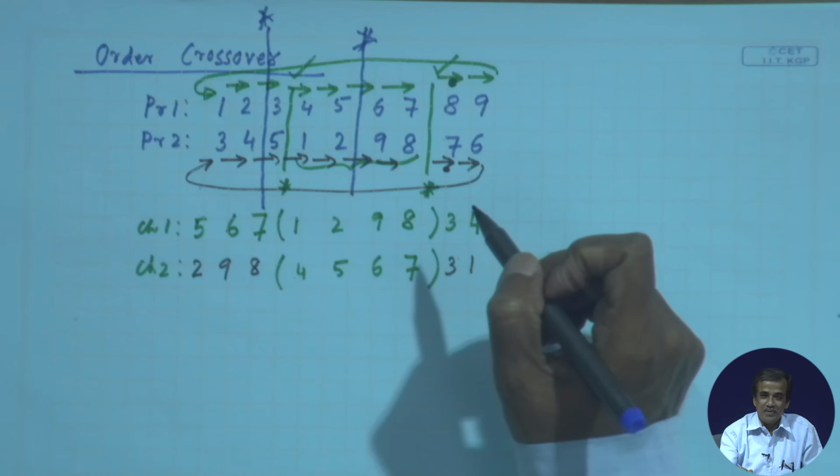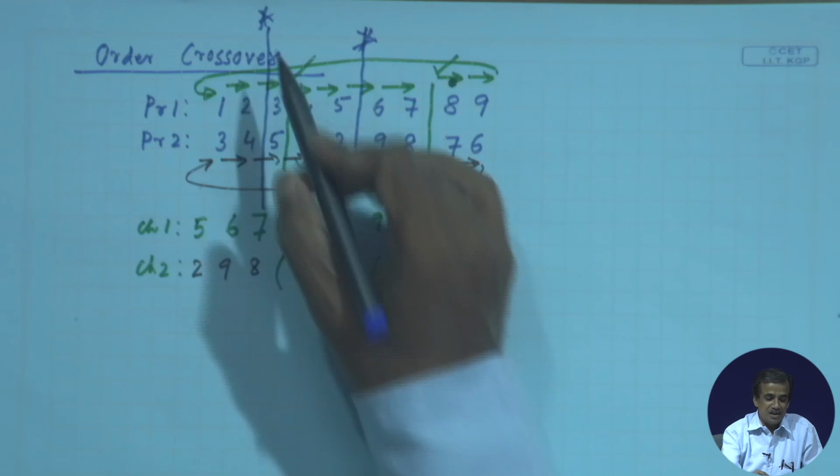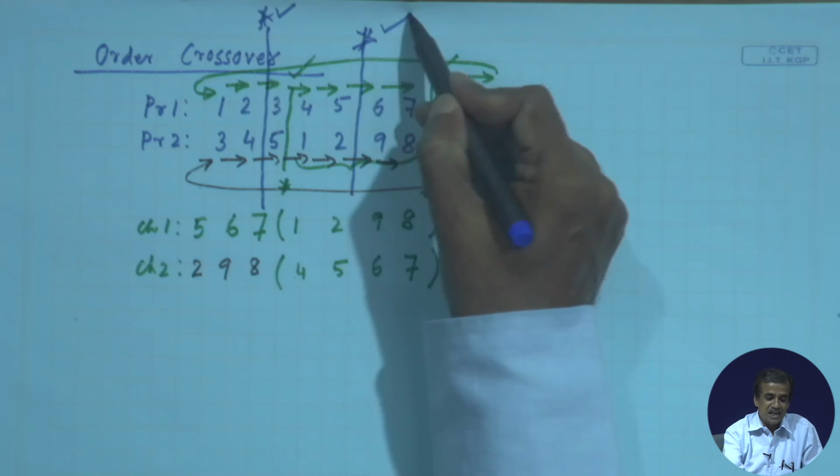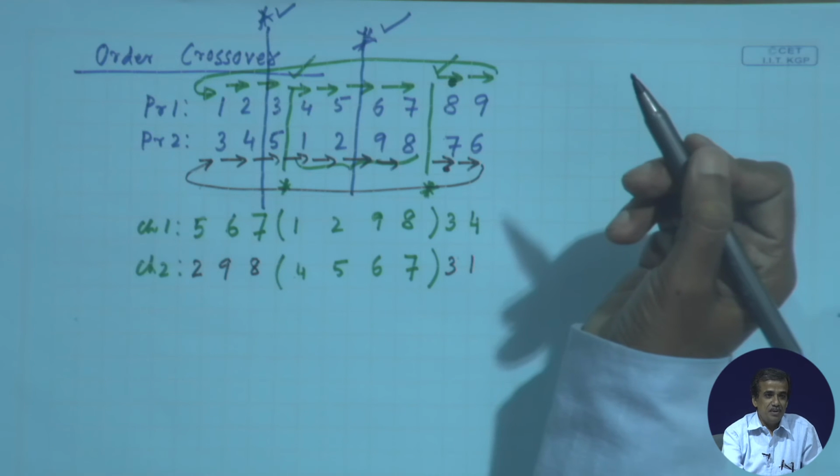Otherwise you will be confused. Take the two crossover sites, one is like this, another is like this. All of you, please try. Write down parent 1, parent 2.